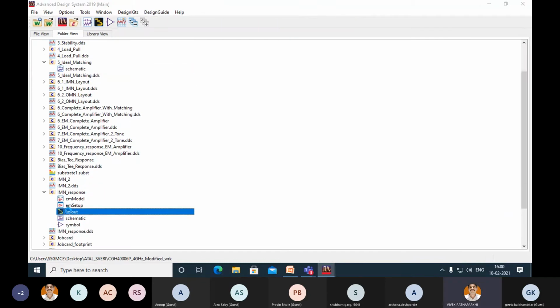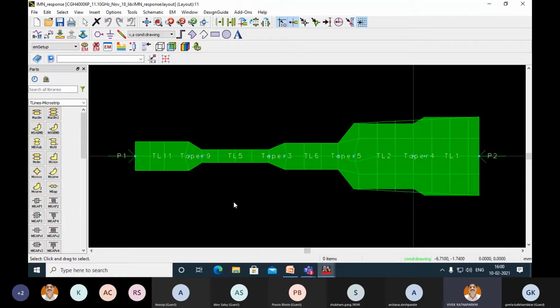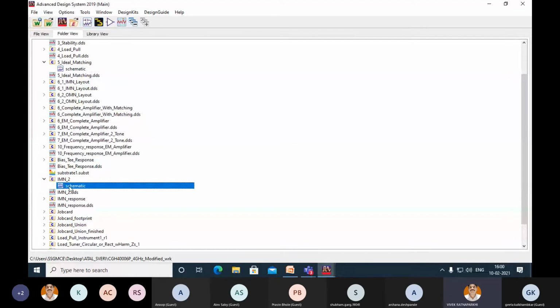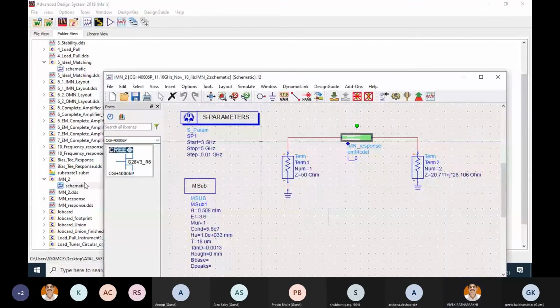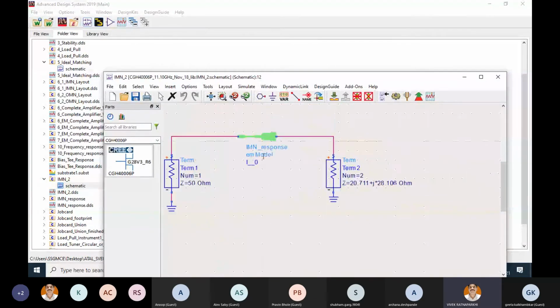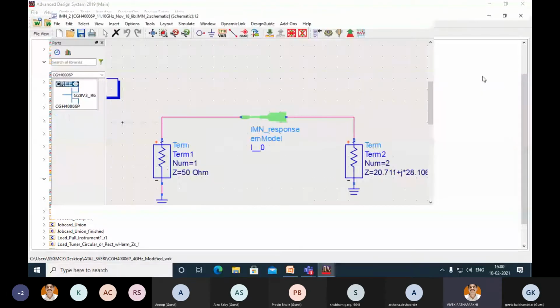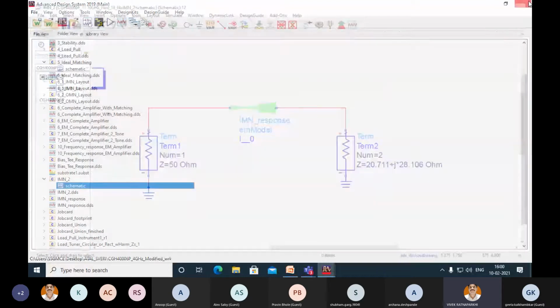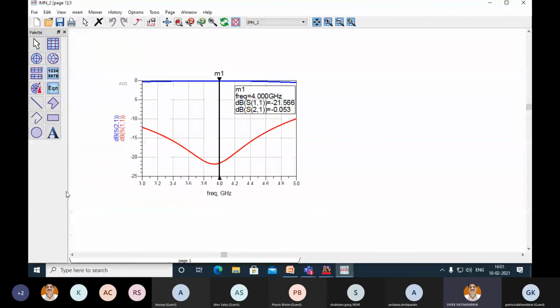now I can go ahead and create the layout for this matching network. It will look like this. I have used different transmission lines with different tapers. So this is the input matching network, and this is the layout of that input matching network. I will create its symbol and see its EM layout response. Now you see this is the input matching network. I have connected it in between 20.711 plus j28 and the input port of 50 ohms. I have simulated this and got quite a good response at 4 gigahertz, right?